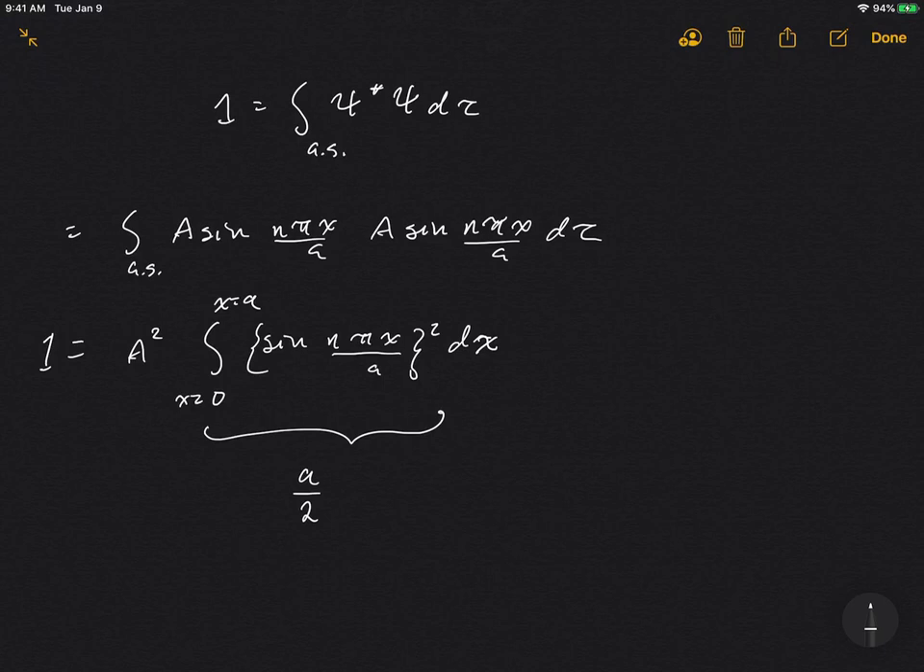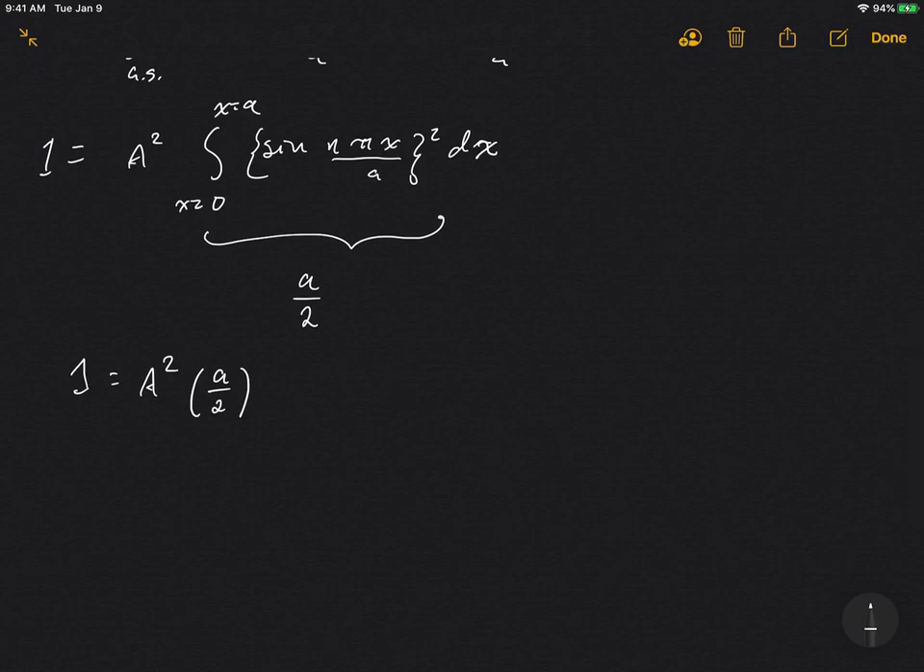So then we get 1 equals big A squared times a over 2. What we're trying to do is find out what this normalization constant is. So let's rearrange. That's supposed to be a 1 there. So A is equal to the square root of 2 over little a, where little a is the size of the box.